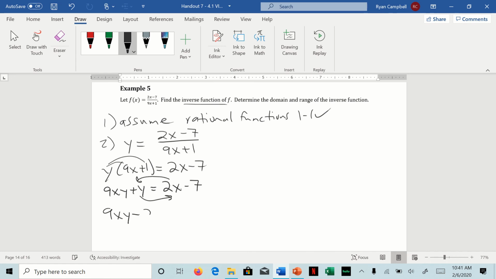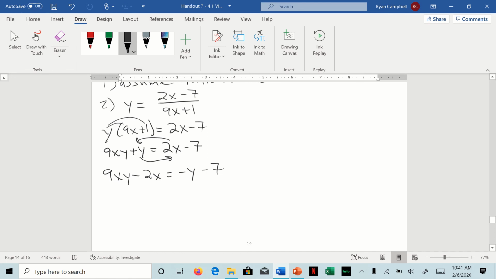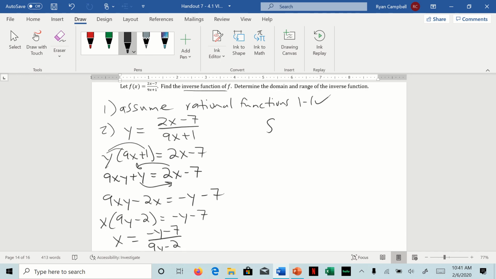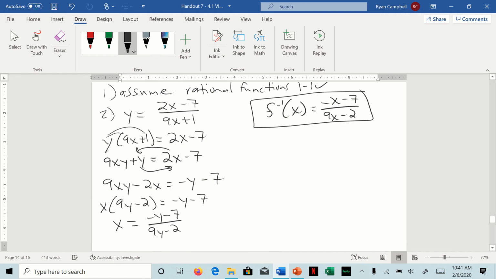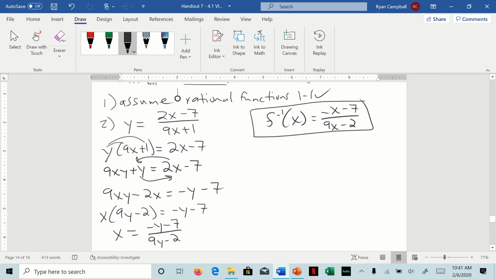So 9xy minus 2x equals negative y minus 7. We're going to factor out that x. And then we're going to divide. So x is (negative y minus 7) over (9y minus 2). Which means that our final function, our inverse function, when we flip the x and y, is going to be (negative x minus 7) over (9x minus 2). And we can check it if we want, but it's a lot of hassle, so we don't need to worry about it. So let's find the domain of the inverse.